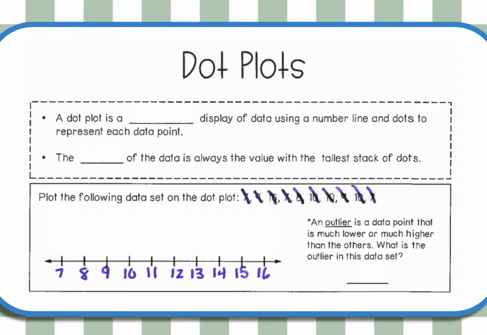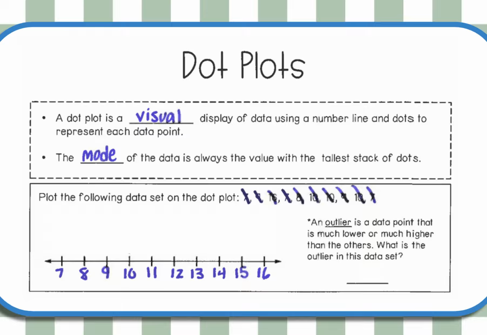So, a dot plot is a visual display of data using a number line and dots to represent each data point. The mode of the data is always the value with the tallest stack of dots. Alright, so let's try to make a dot plot. It says plot the following data set on the dot plot. And I crossed, ooh, my bad.